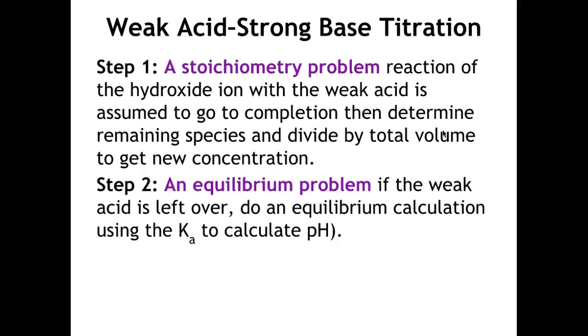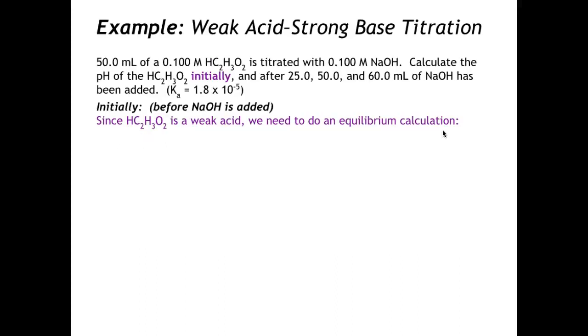Step 2 is once we figure out how much weak acid is left, then we're just going to do an ICE table like we've been doing all the time and setting that equal to the Ka value of that weak acid. So let's go through and try a sample problem.